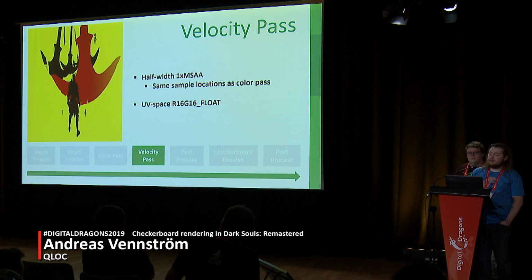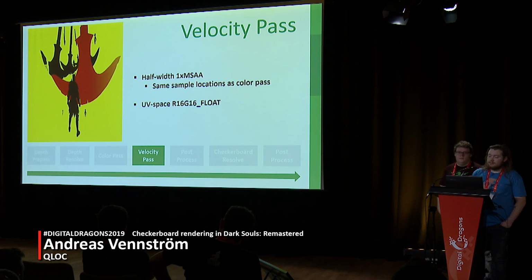The next thing we render is a velocity map. To the left, you can see a picture of the velocity map taken in Sense Funhouse. The velocity map is also a half-width single sample render target, just like the color. In this pass, we use the same sample locations as the color pass, so depth testing once again will work as intended. The velocity map contains per pixel UV space velocities stored as 16-bit floats.